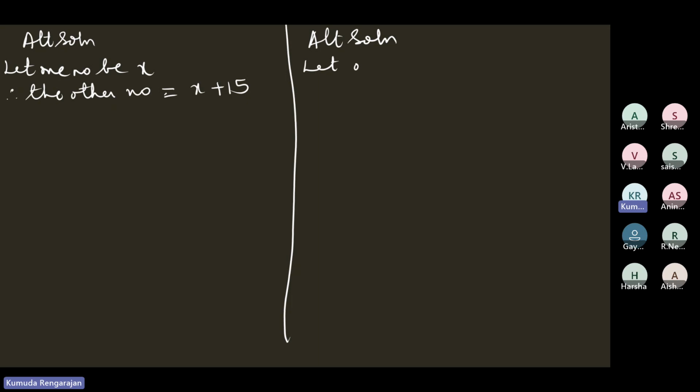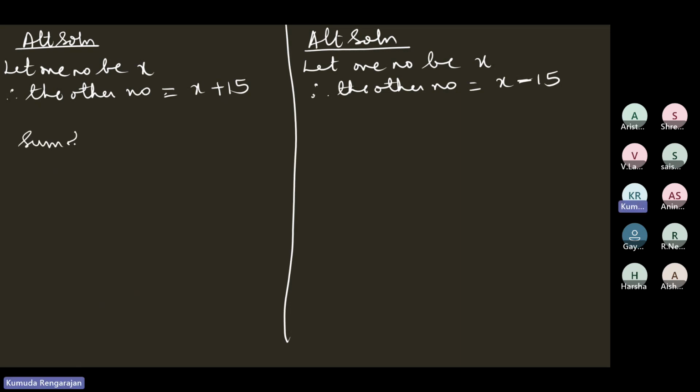Or if you say let one number be x, where this one number is the bigger one, then the other number will be this bigger number minus 15. So here we have assumed using the information that the difference between the two numbers is 15. One number exceeds the other number by 15. Now construct the equation. We are given that the sum of the two numbers is 95.